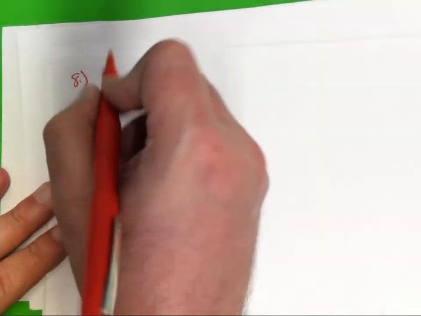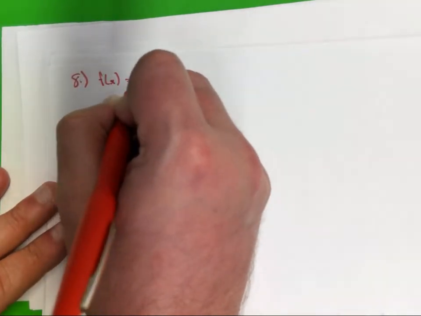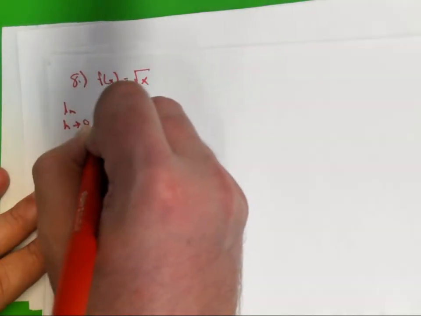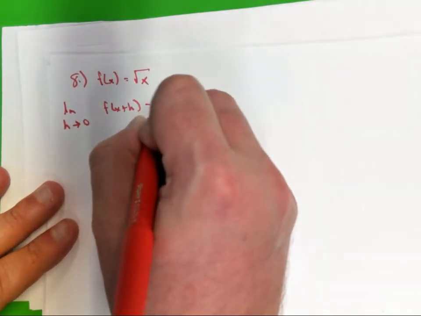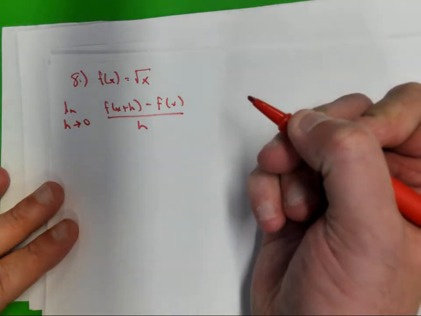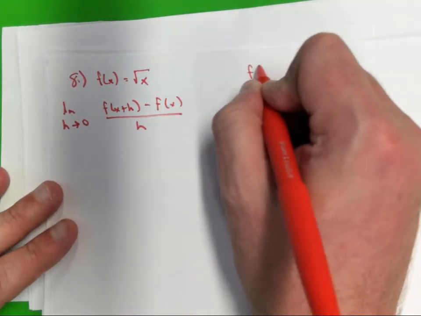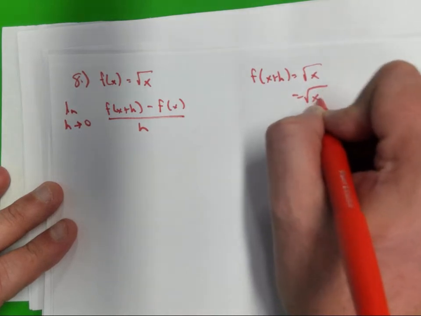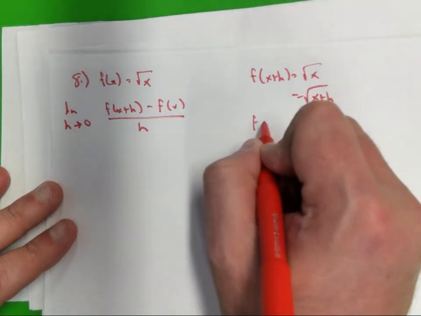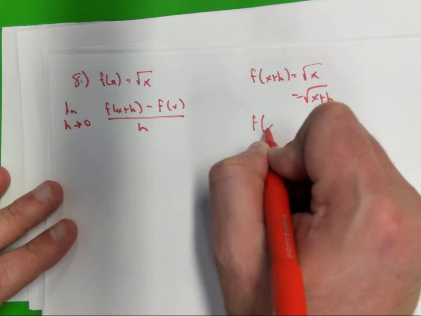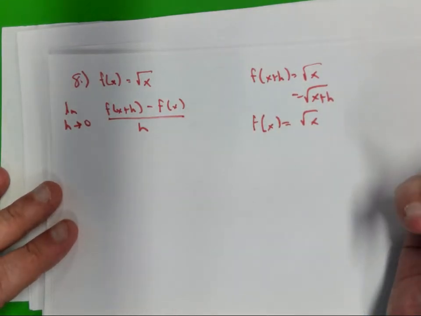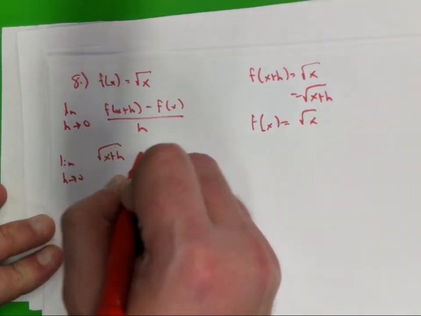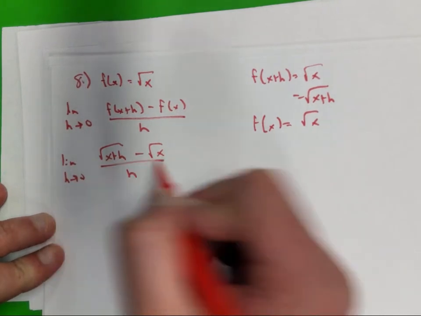Number 8, the last one. f of x equals square root of x. The limit as h approaches 0 of f of x plus h minus f of x all over h. f of x plus h, I plug that in, I get square root of x plus h. Well, I think we're going to have to rationalize in this one. f of x equals square root of x. That stays the same. So the limit as h approaches 0 of square root of x plus h minus square root of x all over h.